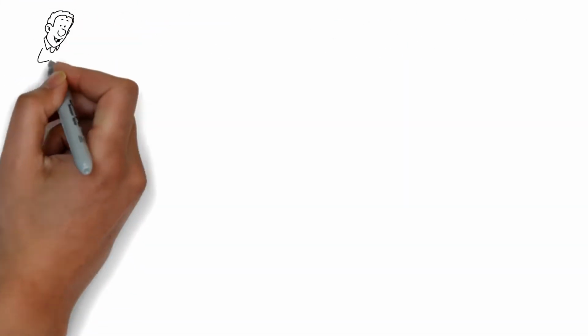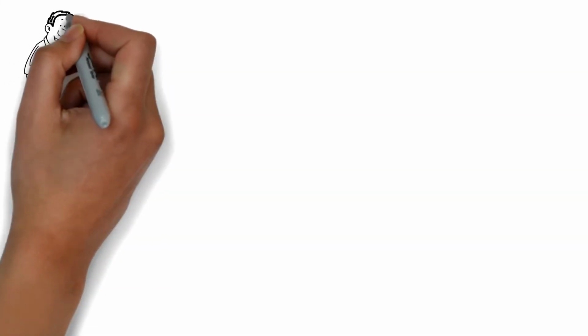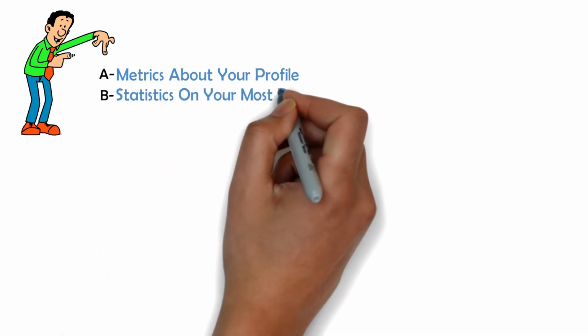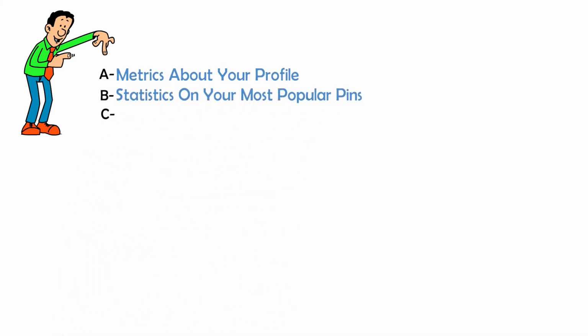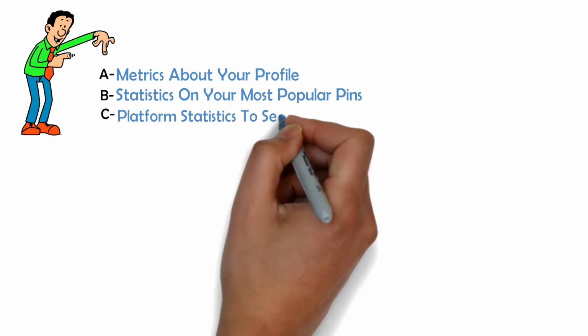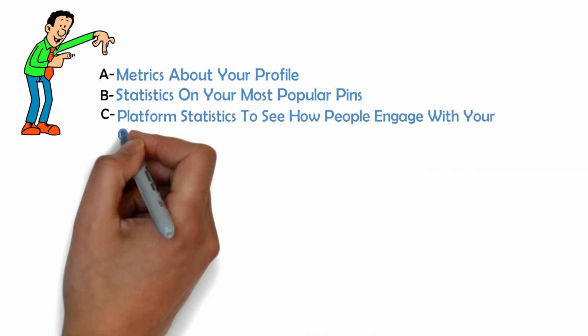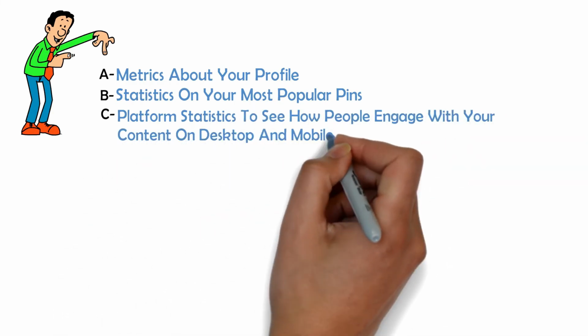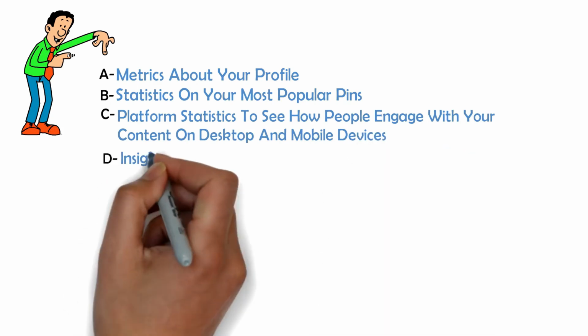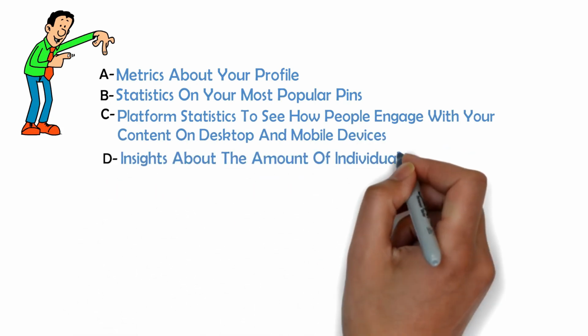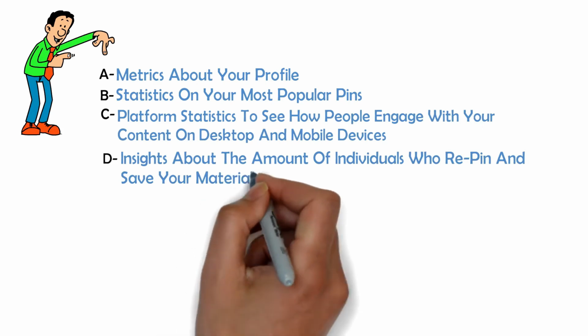There are 4 main types of information that Pinterest Analytics will give you. A. Metrics about your profile. B. Statistics on your most popular pins. C. Platform statistics to see how people engage with your content on desktop and mobile devices. D. Insights about the amount of individuals who repin and save your material.